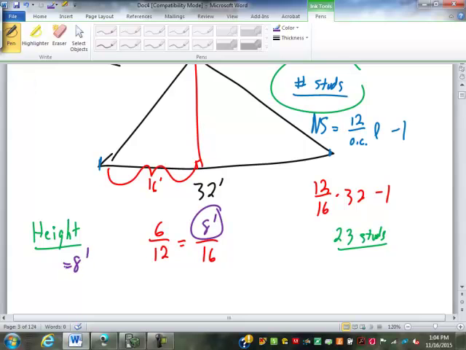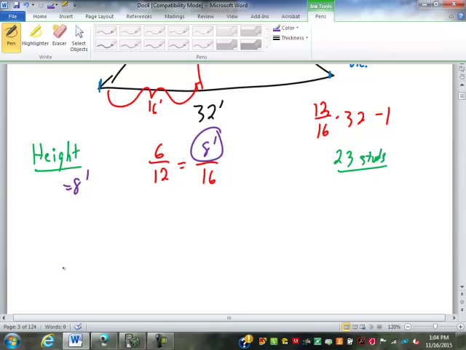Now we could go through and figure out the exact length of each stud we need, but we're not going to do that. What we're going to do is this. We're going to take that maximum length times the number of studs divided by 2, which is going to give us 92 feet of stud material.